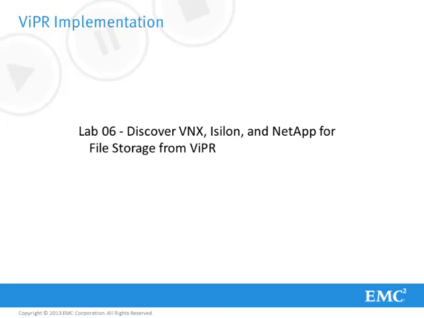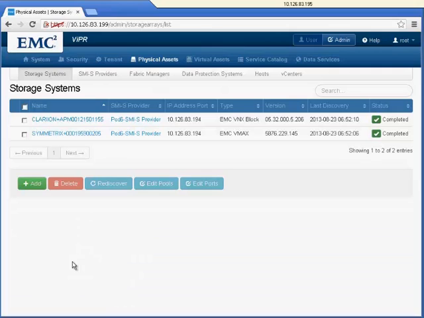In this demo, we'll cover the discovery of the different file storage arrays. The first one that we'll start with is the VNX file. Compared to Isilon, NetApp, and other file storage arrays, VNX file is the only one that requires an SMS provider. This is different from the SMS provider that's used by VNX block.